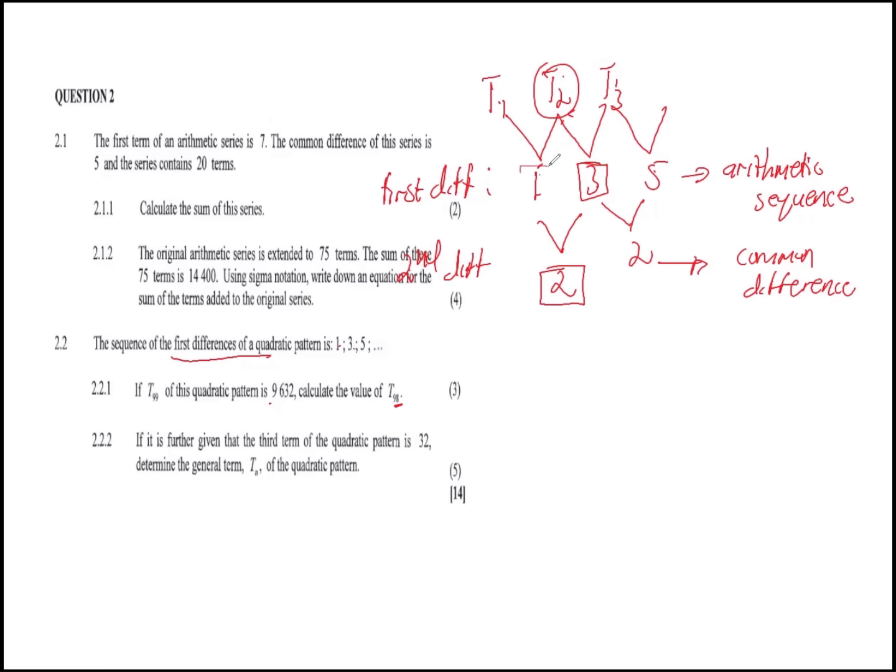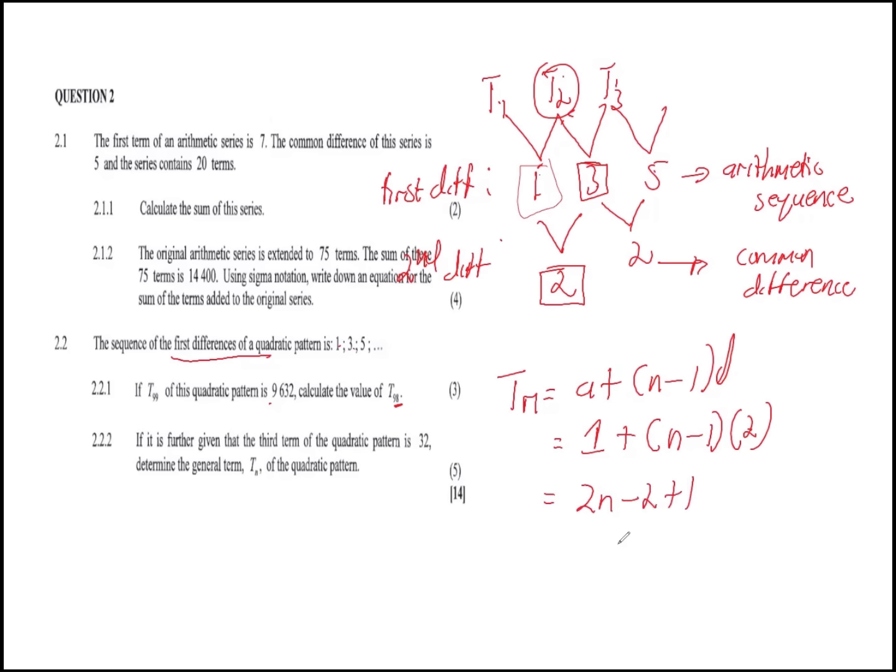This now will become our value here, right? So this will be the first value. So that means Tn is equal to a plus (n minus 1)d. Our a value is 1, and our d value is 2. So this is 2n minus 2 and then plus 1. Then our Tn will be equal to 2n minus 1, right? But remember, what are we trying to find? We are trying to find T98. We are being told if T99 of this quadratic pattern is this, then calculate T98.